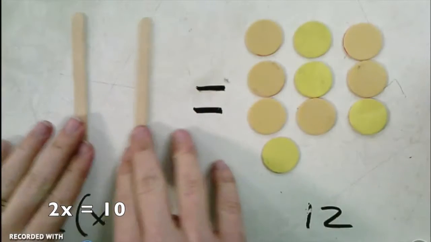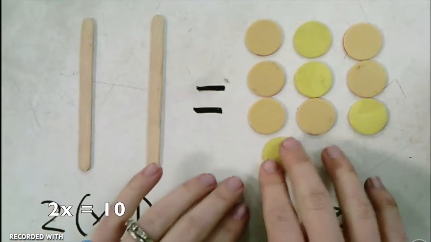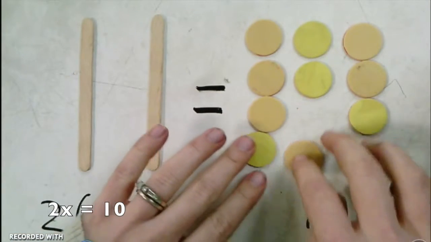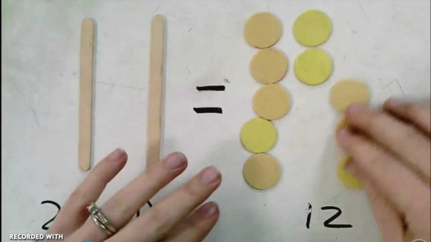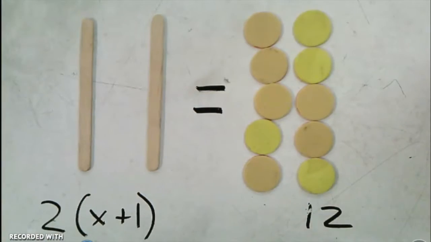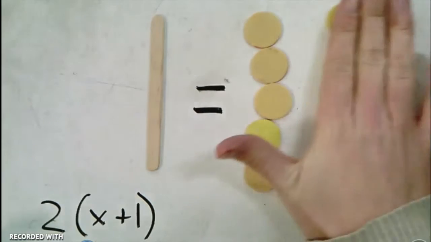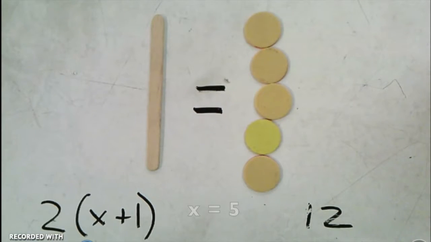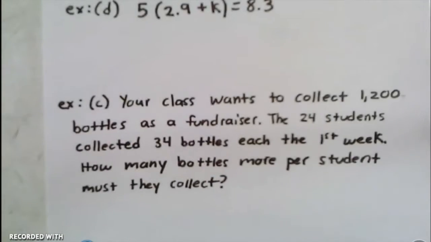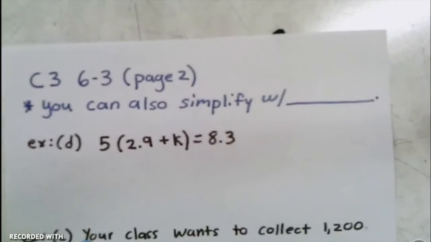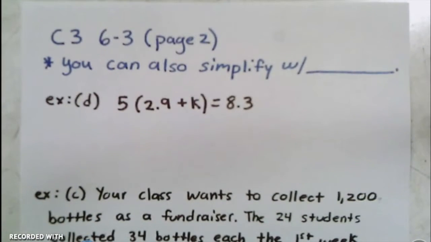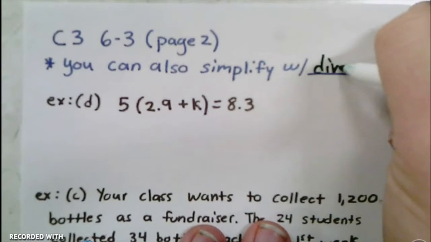Now from here I need to split these into 2 equal groups, so I'm going to split this into 2 equal groups, and I'm going to get 2 groups. And now that I have 2 groups, I only want 1 group left, so I'm going to take away 1 group there and take away 1 group here, and I get x equals 5. All right, let's go on to the second page. You can also simplify with division.